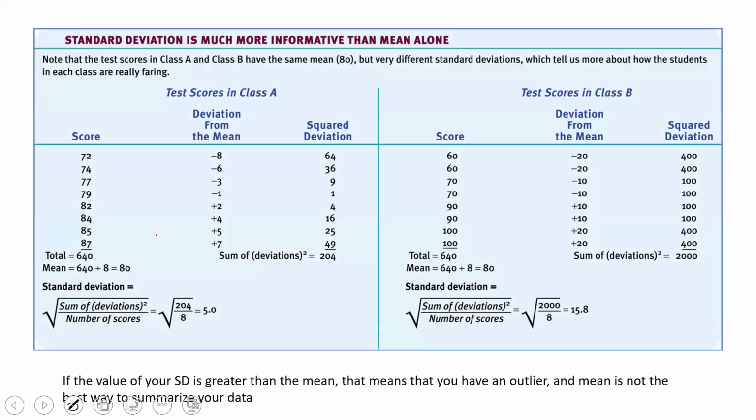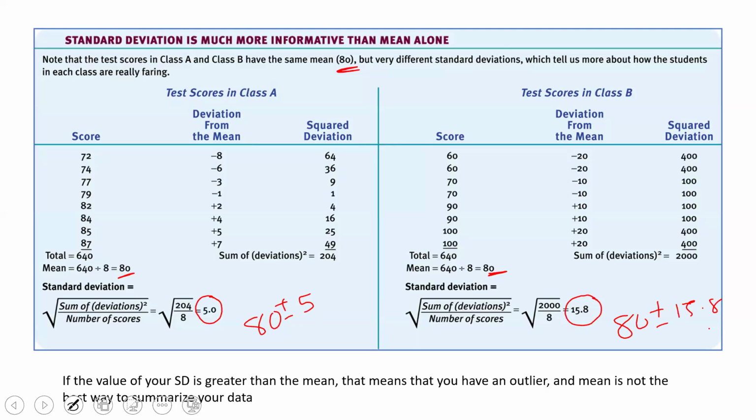This is what I'm talking about. Look at these two classes, class A and class B. This is the score for class A. Both of them have a mean of 80. Class A has a mean of 80, class B has a mean of 80. However, when the standard deviation was done, class A has a standard deviation of 5.0, class B has a standard deviation of 15.8. So this one will be written as 80 plus or minus 5. This one is 80 plus or minus 15.8.